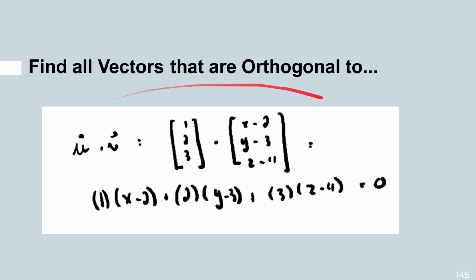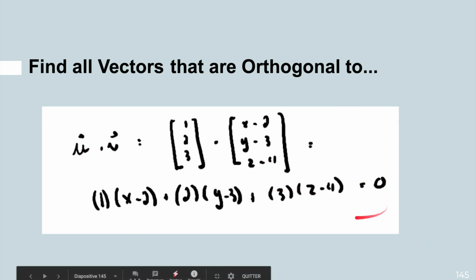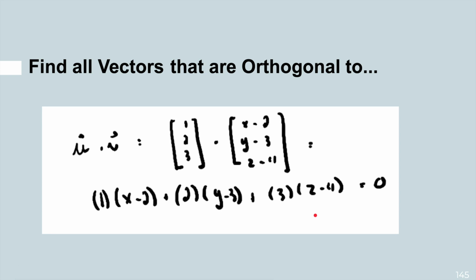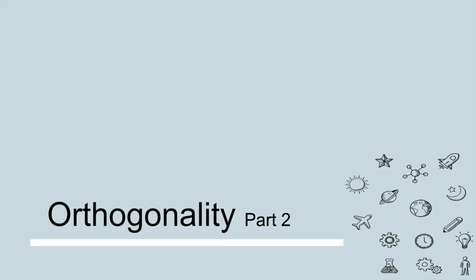So again, we have just found all of the possible vectors that there are using these points. And we can just leave it like this, especially for now. In the next video, we're going to go a bit more in depth with orthogonality and start with orthogonal projections.